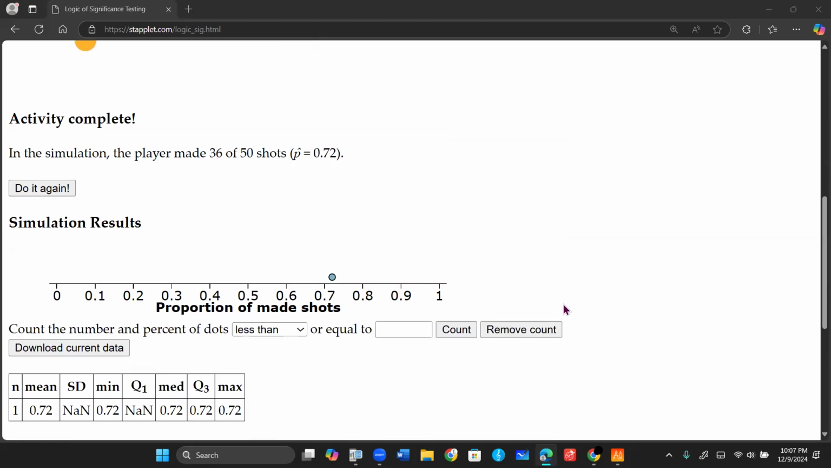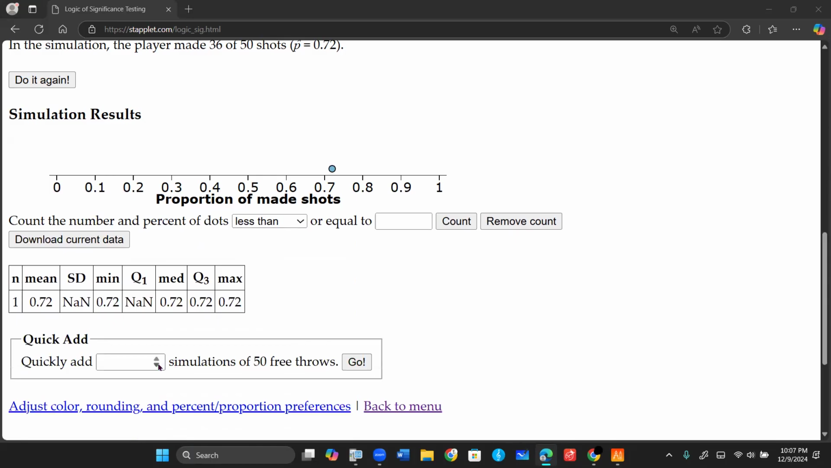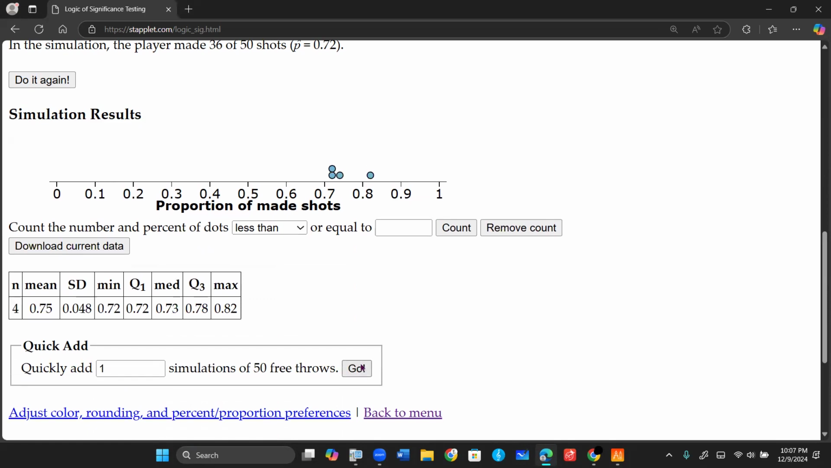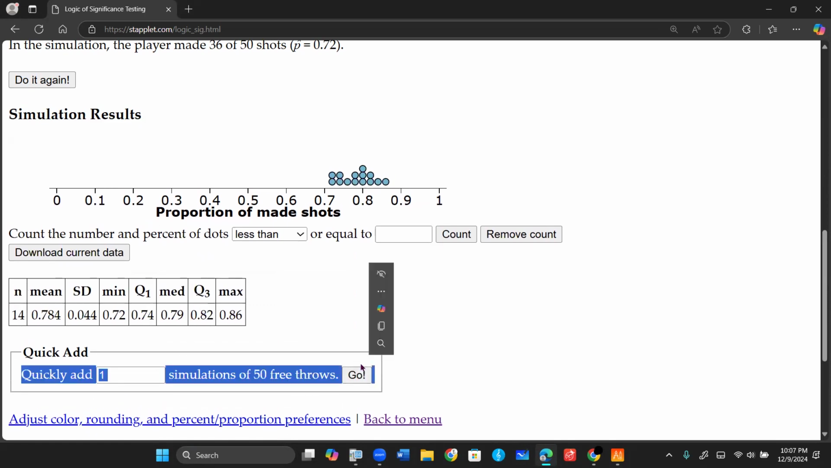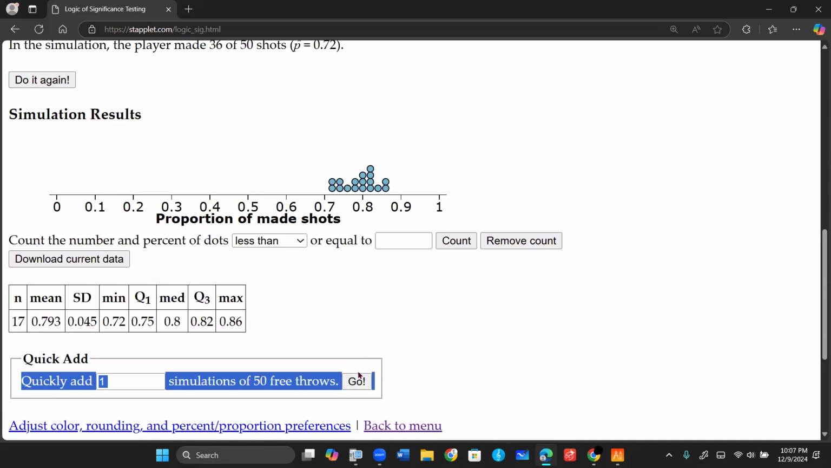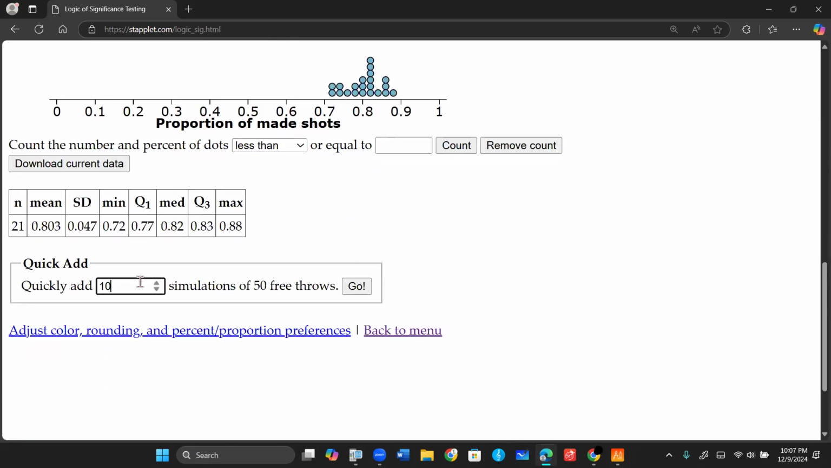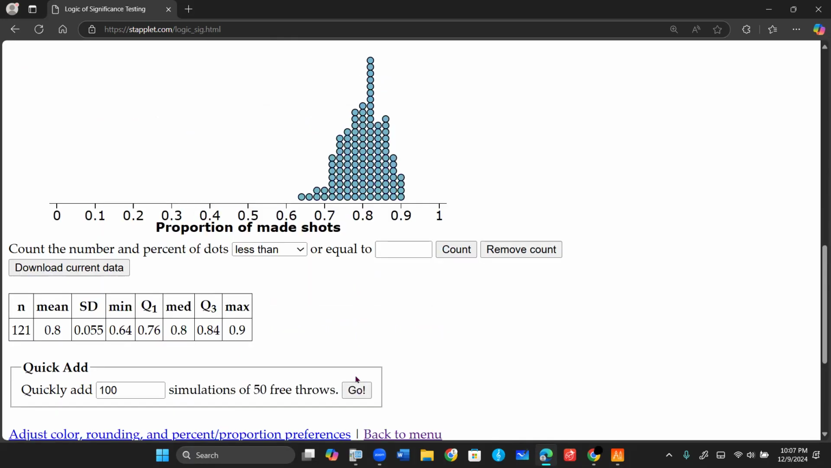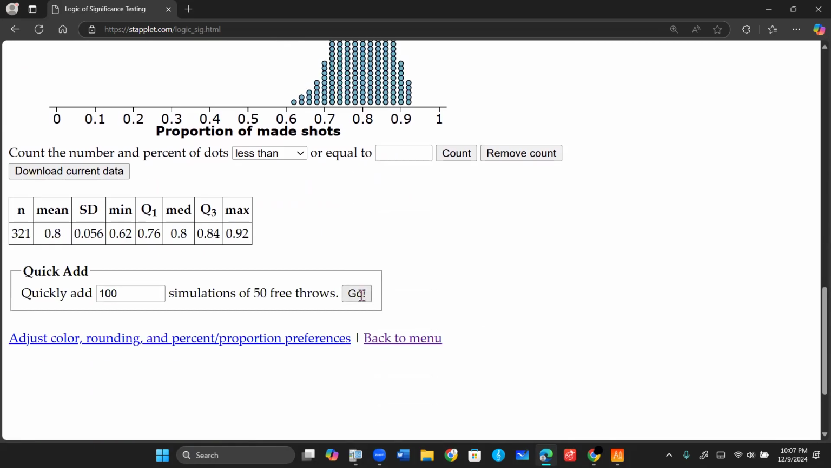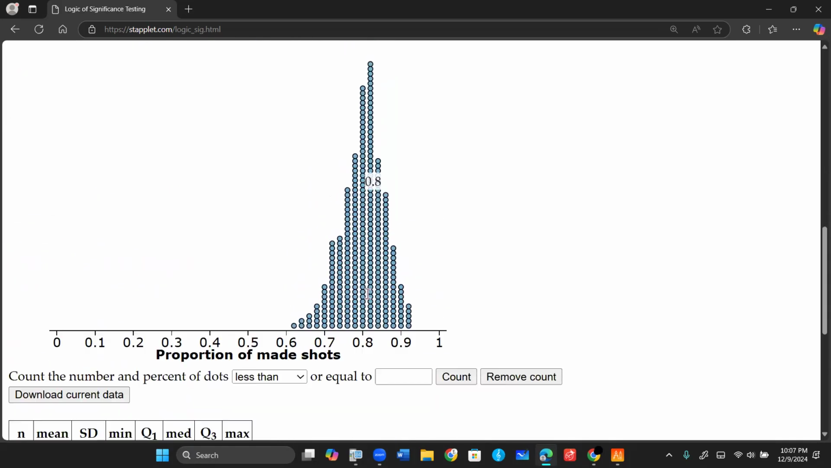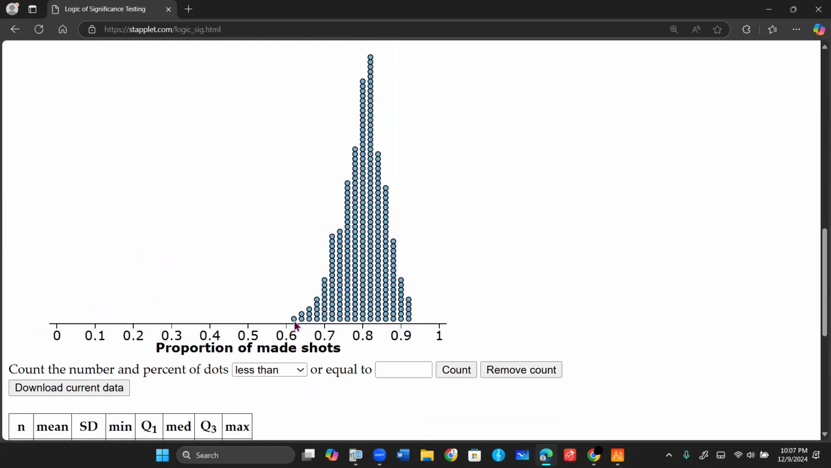Is that unusually low, assuming that 80% is our actual proportion? Well, we can simulate this, and we can do a bunch of simulations. So if I add another simulation, natural sampling variability is going to make some be above 80%, some below. And if I keep doing this and add a bunch of dots, eventually we're going to get a distribution that's going to look more and more like a normal curve, as you would expect. So I'm going to go ahead and add a few hundred, and you can see that the simulation is going to look like this.